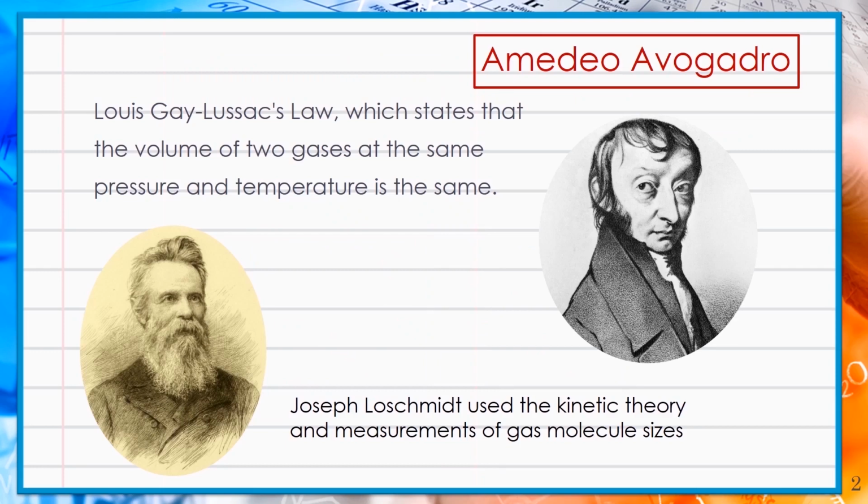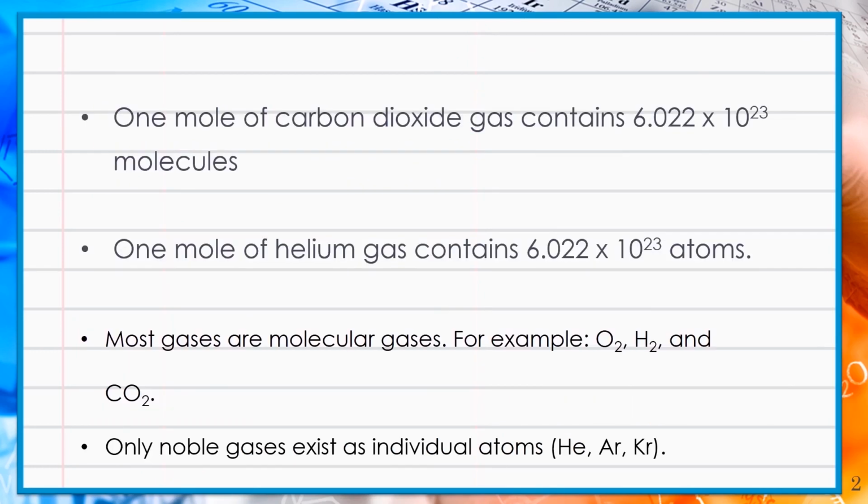Later on, an Austrian scientist, Joseph Loschmidt, used the kinetic theory and the measurements of gas molecule sizes to estimate the number of gas molecules. This led to the establishment of Avogadro's number, which states that there are approximately 6.022 × 10^23 molecules or atoms in 1 mole of a gas.